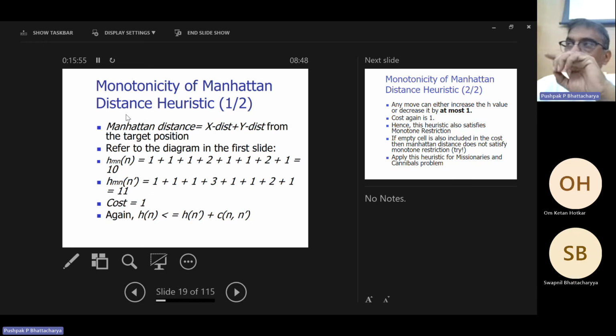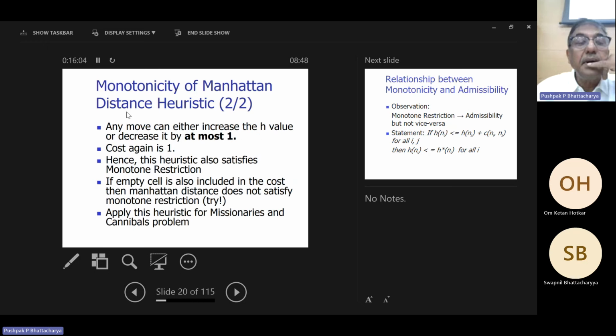So the Manhattan heuristic will not satisfy the triangular inequality always? Oh, sure. So let's see. Any move can either increase the H value or decrease it by at most 1. Cost is again 1. Hence, the heuristic also satisfies the monotone restriction.